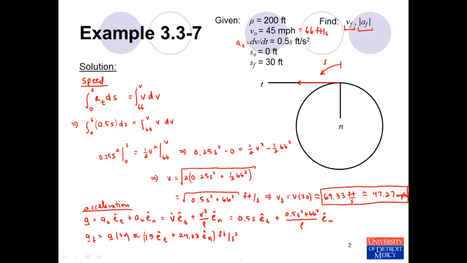Ultimately, we're asked for the magnitude. And so we can find the magnitude via the Pythagorean theorem, in essence. We take each of the components, square them, add them, and then take the square root. Take 15 squared plus 24.03 squared, add them, take the square root, and we get a magnitude of approximately 28.3 feet per second squared. So that answers the second part of our question and brings us to the conclusion of this example.